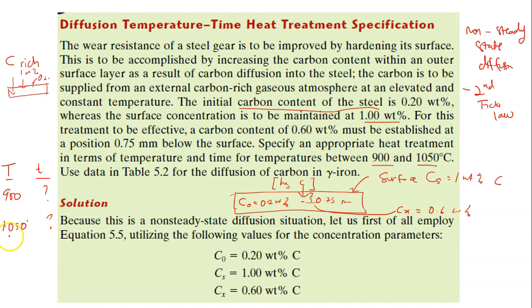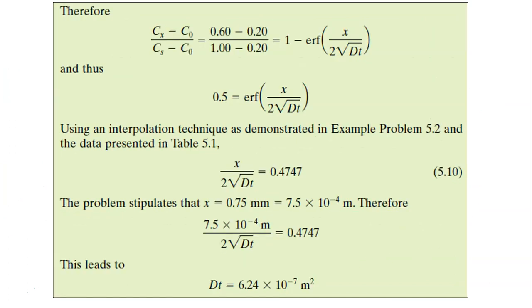And then another one is 1050 degrees Celsius. So what are the times? So it's very important for you to really understand what the question wants. Okay, then only you can work out the solution. So first and foremost, of course, I already mentioned that this is a non-steady state. So you have to use the second Fick's law, in which you need to identify all these items, which I already stated here.